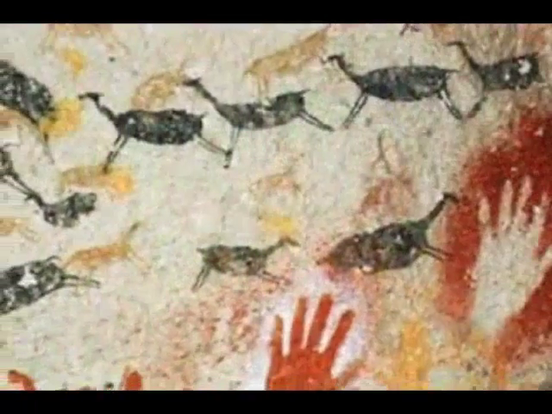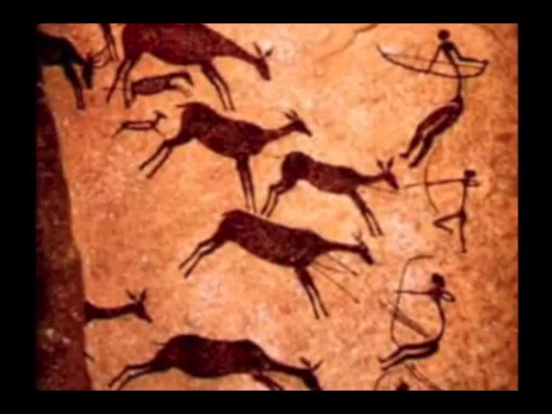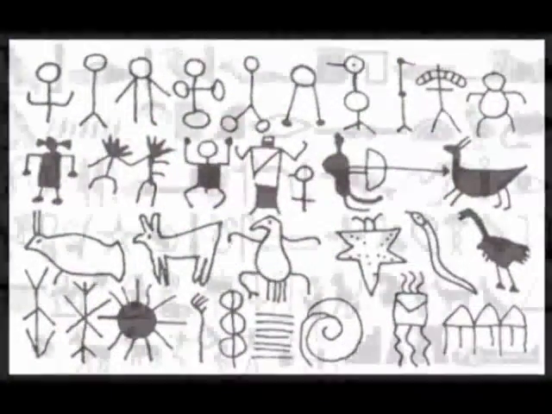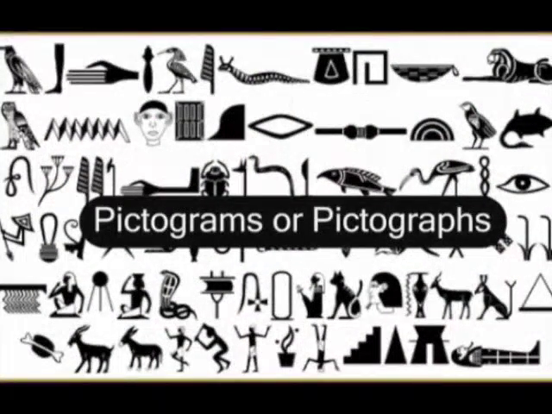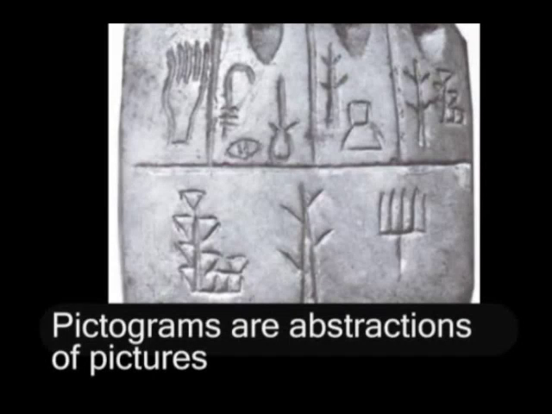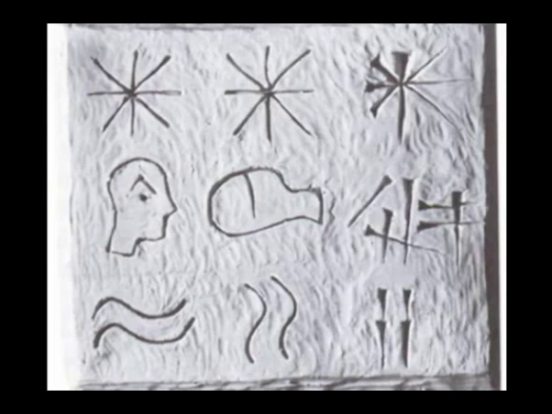The earliest of the efforts of human communication that have survived are these: pictures. Animals, hunting scenes, and merely the imprint of the hand, perhaps to say that he or she lived here. These pictures were simplified from here to here, and in the process they became what is now known as pictograms. Pictograms are abstractions of pictures. They can express more when combined with other pictograms.